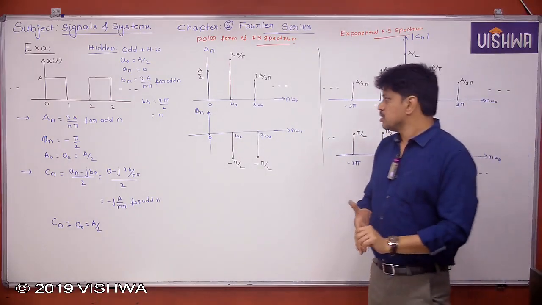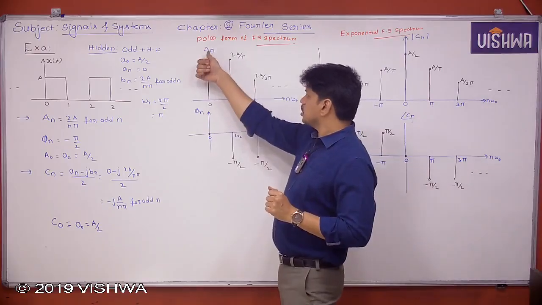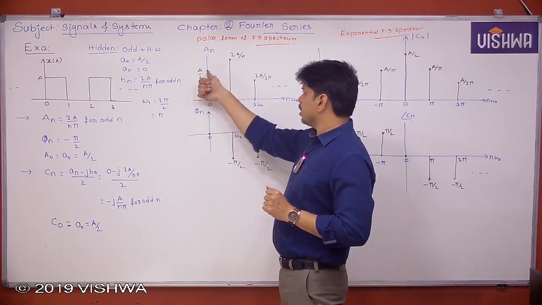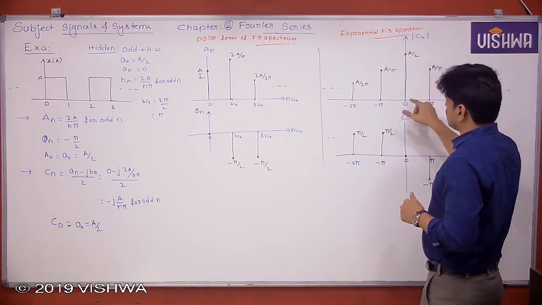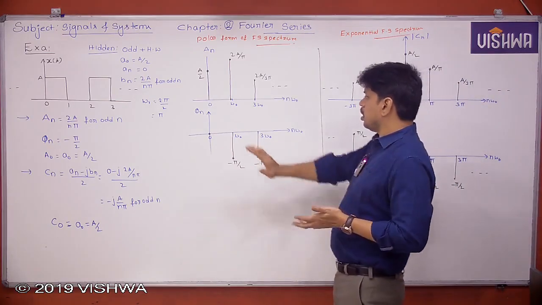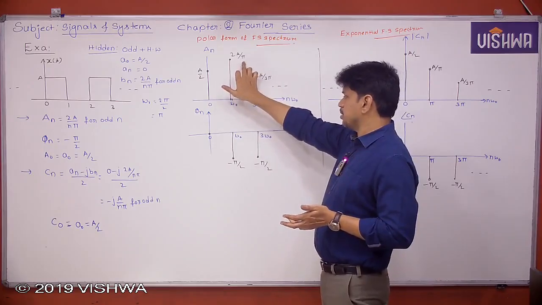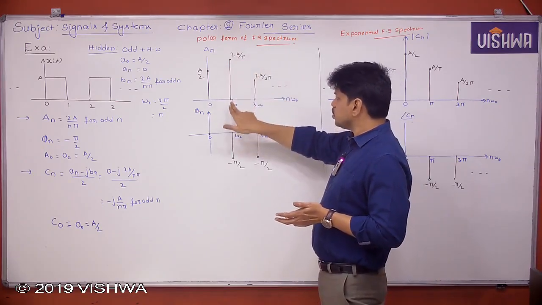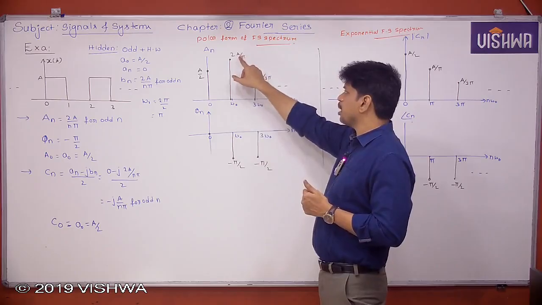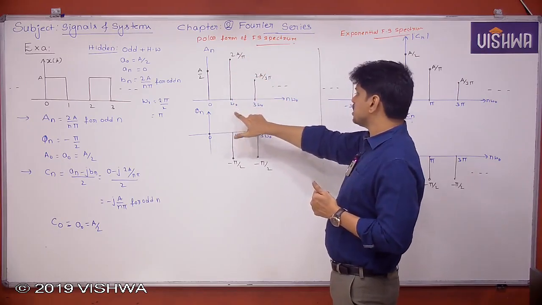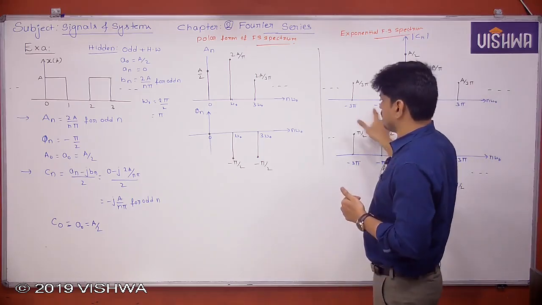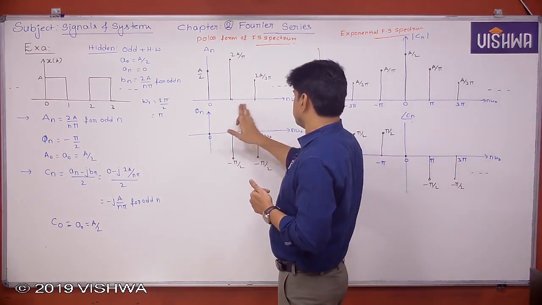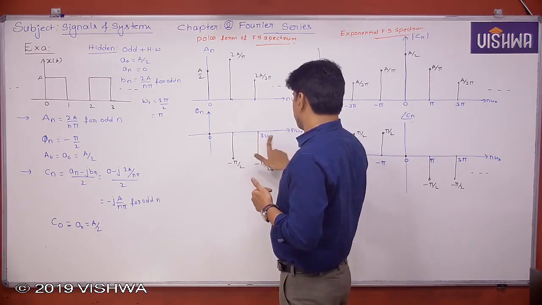Why? See here, an at 0 is a by 2. Cn at 0 is the same as the a by 2 magnitude. At omega naught it is 2a by pi. Divide this into two parts, then it is going to be a by pi, a by pi. One is placed at omega naught, that means pi. Another one is placed at minus pi. Better we can write them as pi, 3 pi like that, so that there is no confusion.